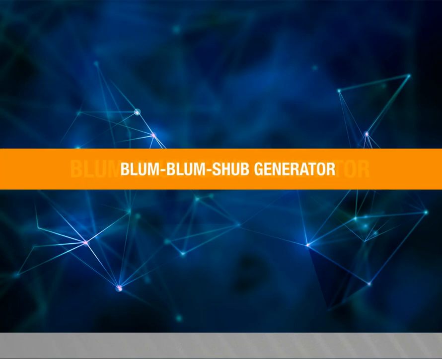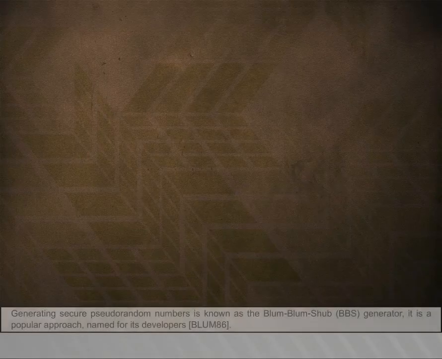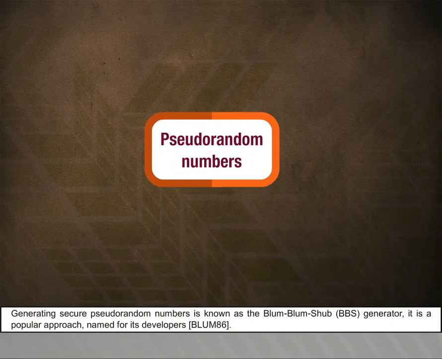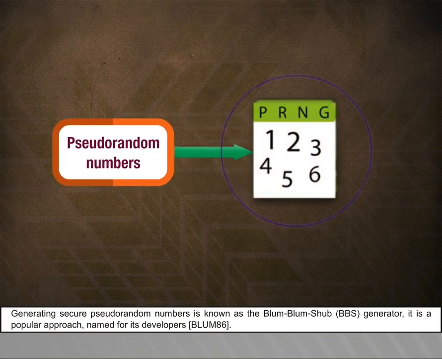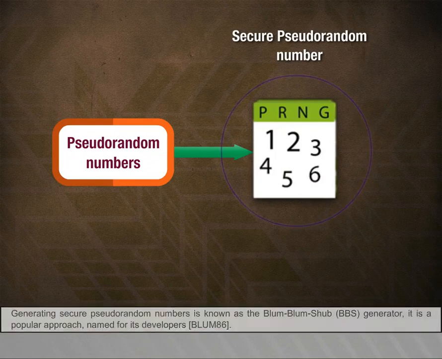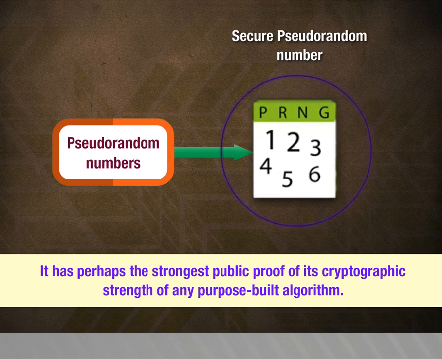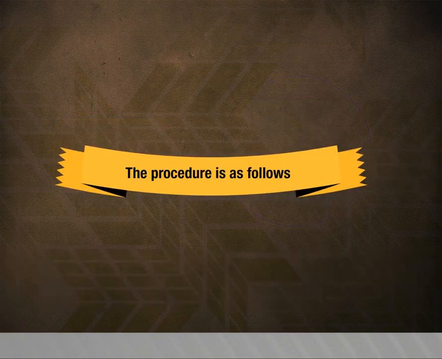Blum Blum Shub generator. In this video, we are going to see about the Blum Blum Shub generator. Generating secure pseudo-random numbers is known as the Blum Blum Shub generator, BBS. It is a popular approach named for its developers, Blum86. It has perhaps the strongest public proof of its cryptographic strength of any purpose-built algorithm. The procedure is as follows.